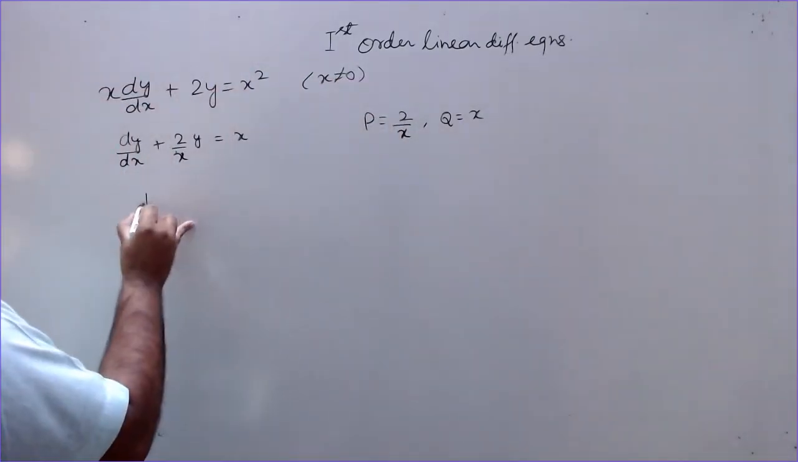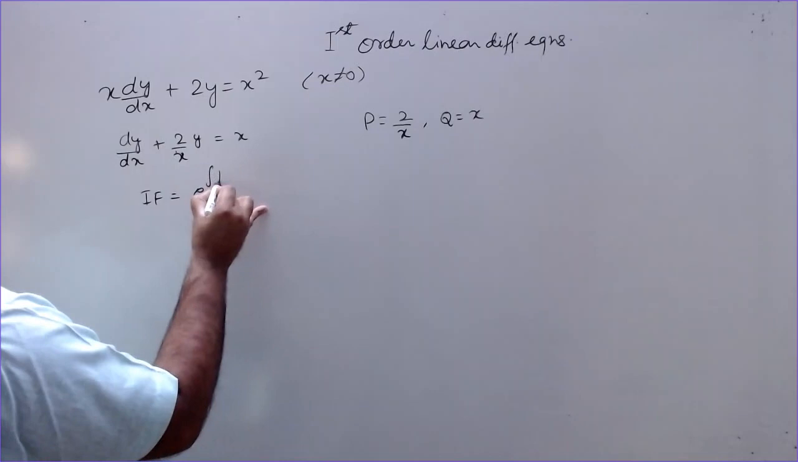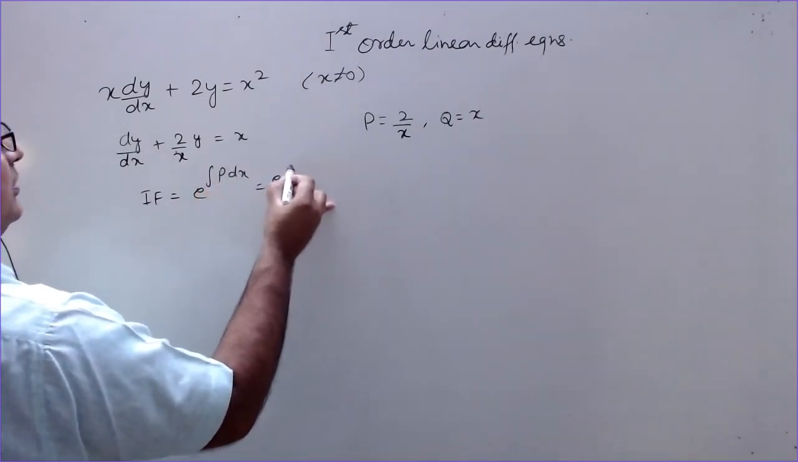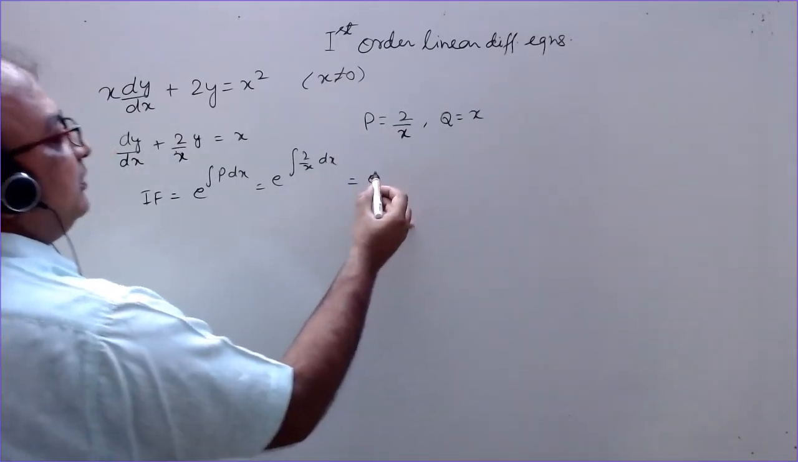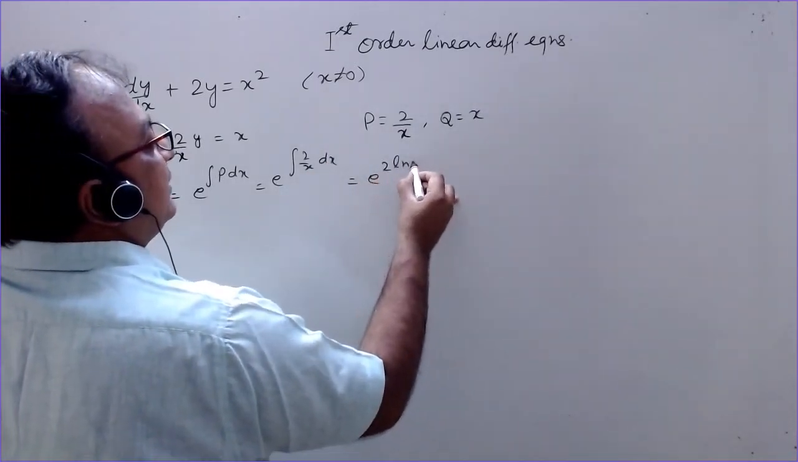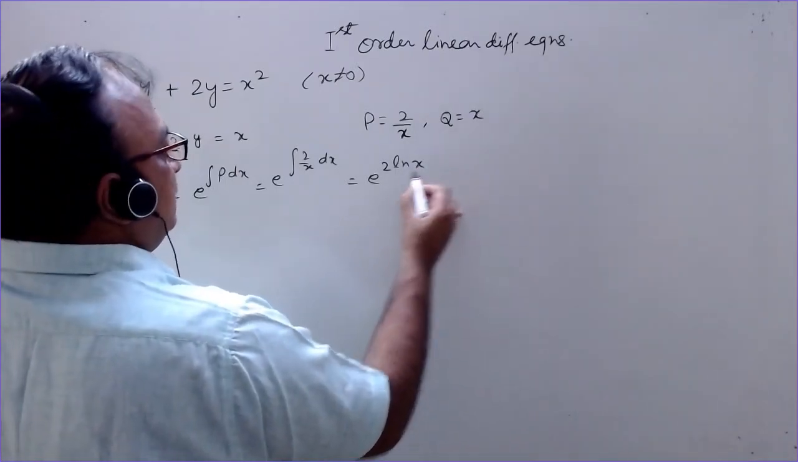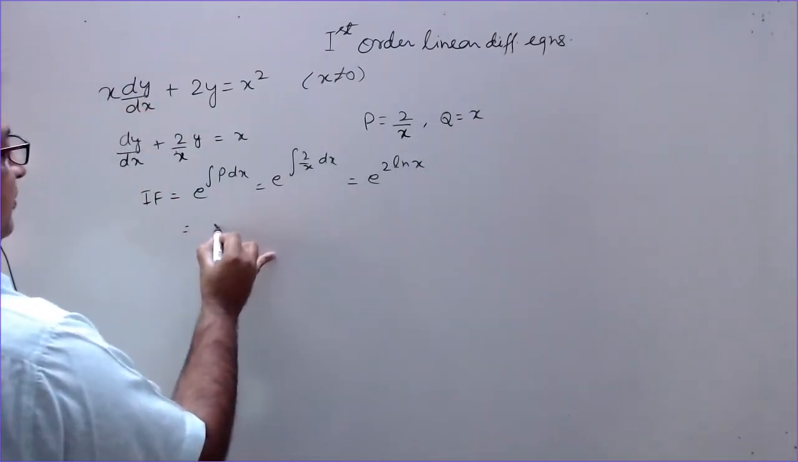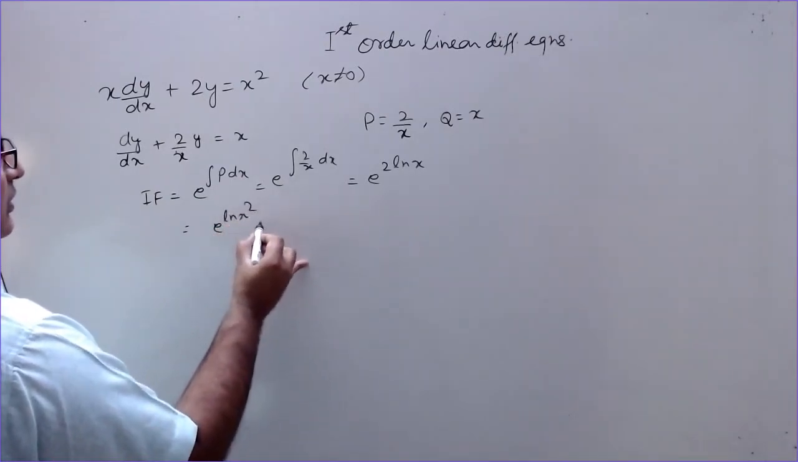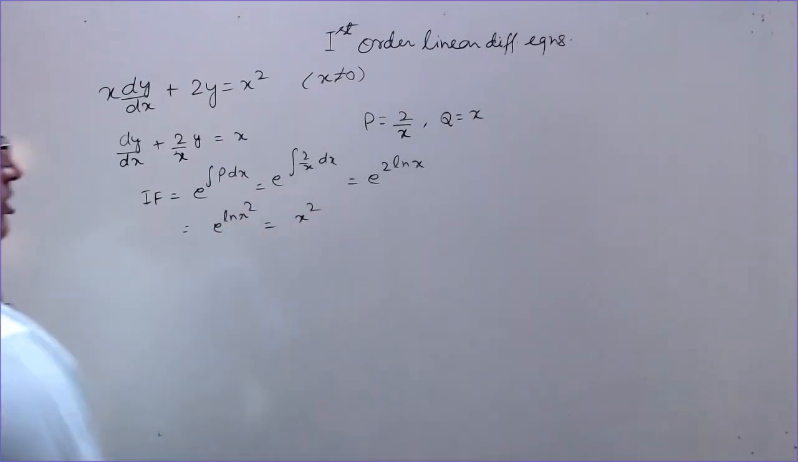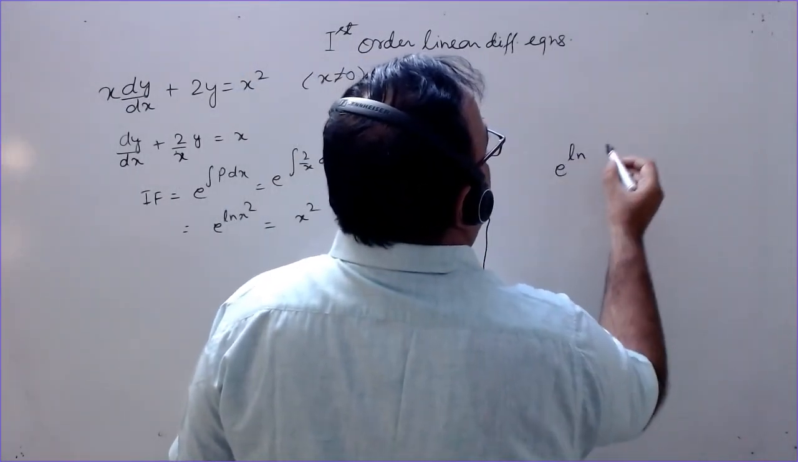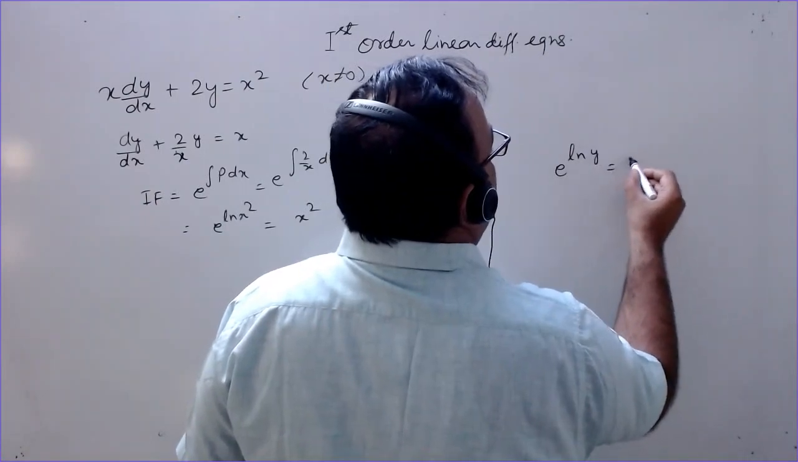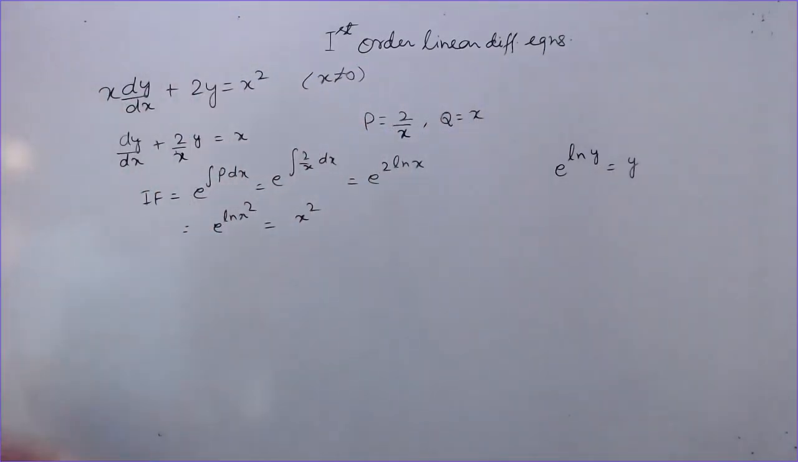So the integrating factor is e to the power integral of p dx, 2 by x dx, this is e to the power 2 log x, or equal to e to the power log of x square, and that is equal to x square. Because you know that e to the power log of y is equal to y. Here y is x square. Now you can directly write the solution.